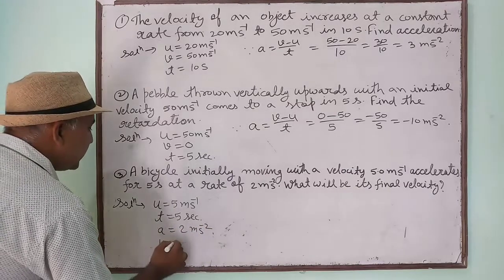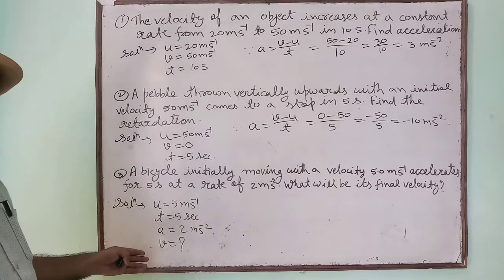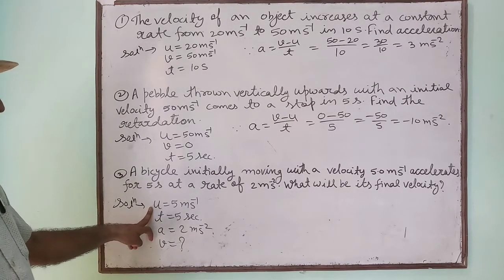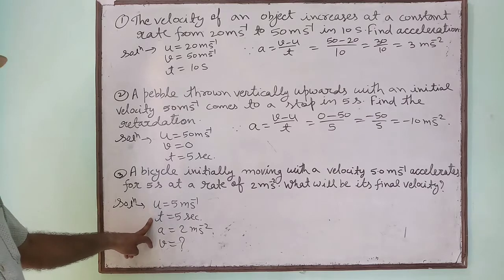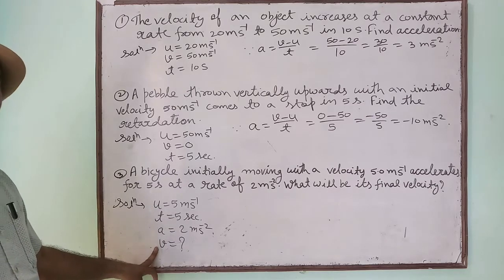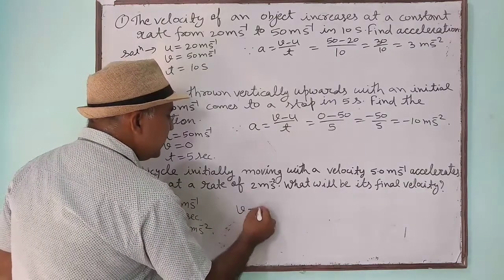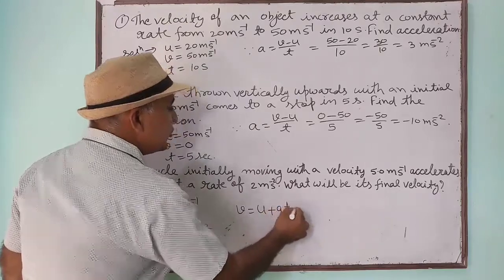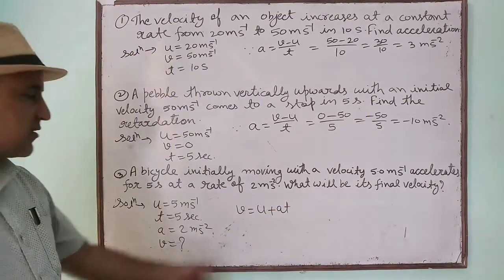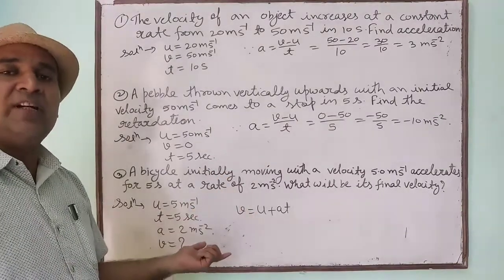Then what will be the final velocity? See, all the given points we have noted. Initial velocity is 5 meter per second, time is 5 seconds, acceleration is 2 meter per second square, and final velocity we have to find. Okay, so how to find the velocity? We know that v is equal to u plus at. This is the arrangement of the formula for acceleration we have seen just before few minutes.